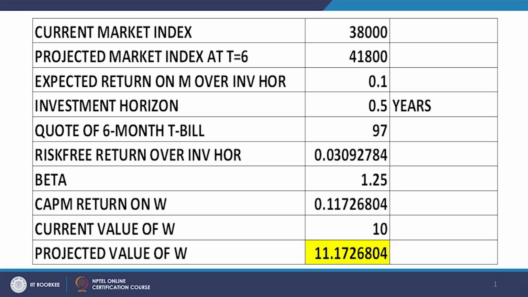So, the current market index is given as 38,000. This is given in the problem. The projected or the expected market index at t equal to 6 months is given as 41,800. So, the expected return on the market portfolio over the investment horizon of 6 months is equal to 10%, that is 0.1, and the investment horizon is 0.50 years. The quote of a 6-month T-bill is given as 97. That translates to an expected return of 3.0927% over 6 months. Please note, this is not annualized, this is the return over 6 months.